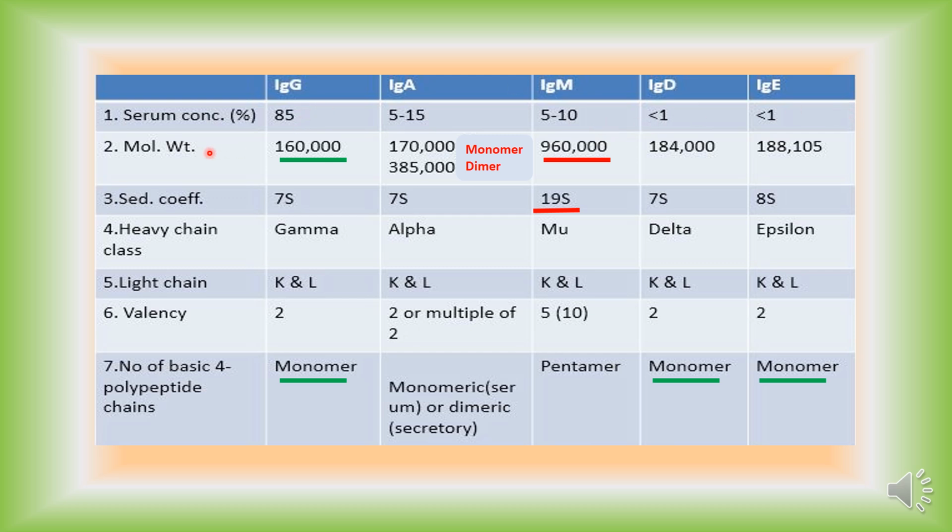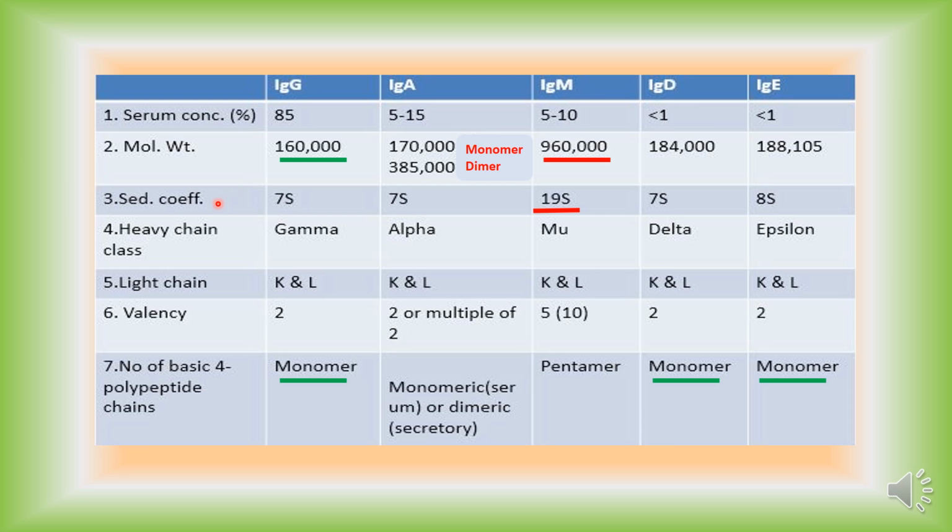The molecular weight, as seen here: the lightest of all the immunoglobulins is immunoglobulin G, followed by immunoglobulin A, which is 1,70,000 in monomeric form, and in dimeric form it is 3,85,000. The heaviest of all immunoglobulins is immunoglobulin M, followed by immunoglobulin D and E.